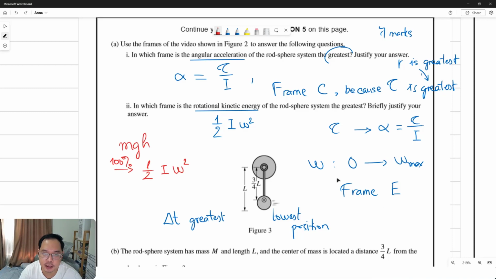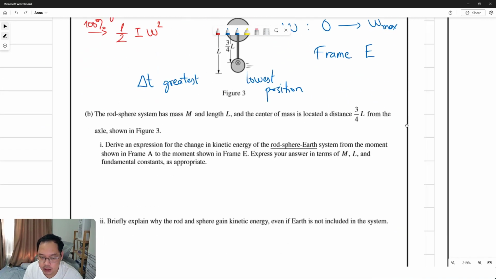So at the lowest position, the height h is minimum, the potential energy is minimum, and therefore the rotational kinetic energy is maximum. Okay, so the answer will definitely be frame E. Moving on to the last question, B.